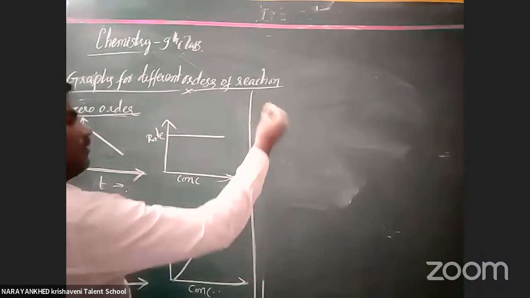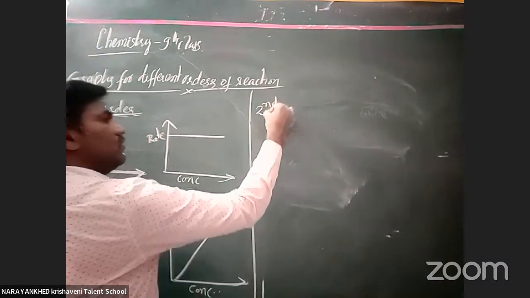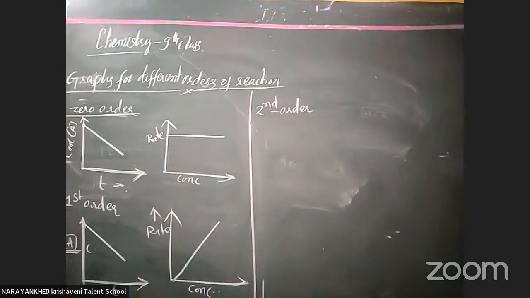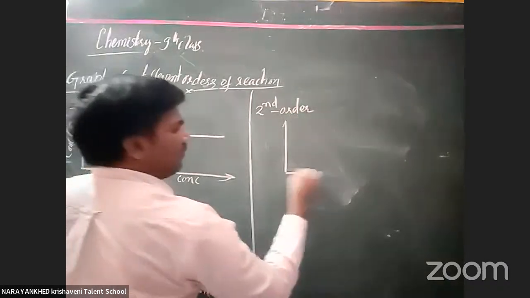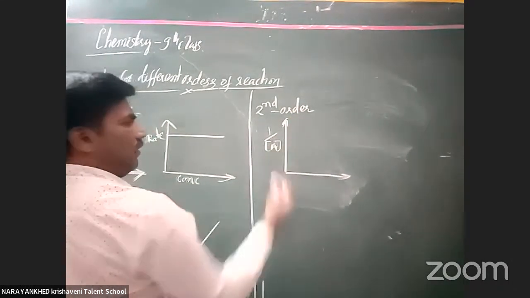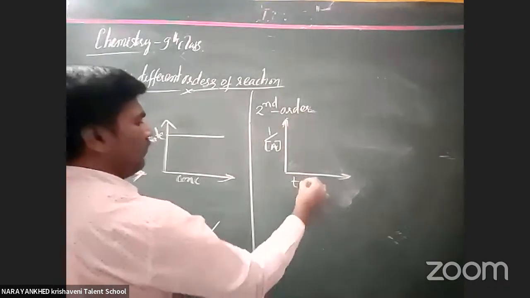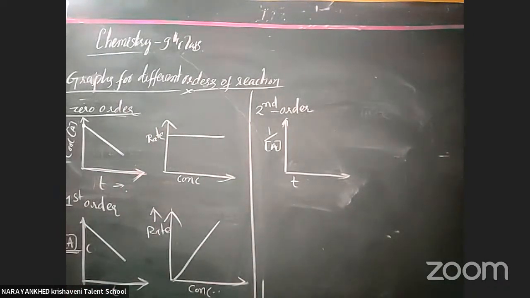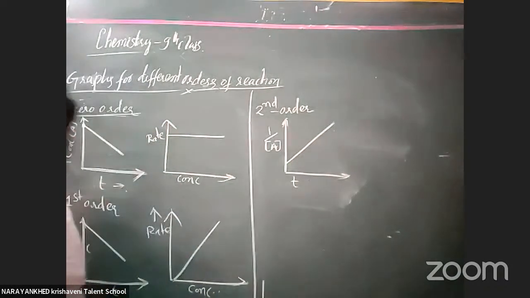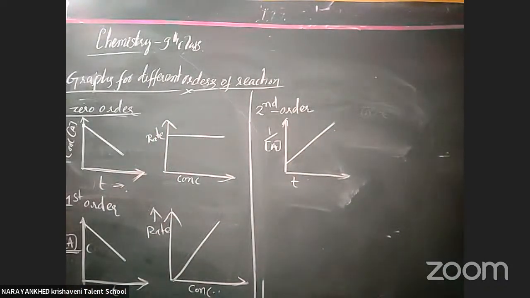And next, the second order. When we take a second order reaction, how will it look here? We consider the reciprocal of the concentration with the time. Okay, that will look in this manner, which is opposite to these. Now it is increasing, not decreasing.